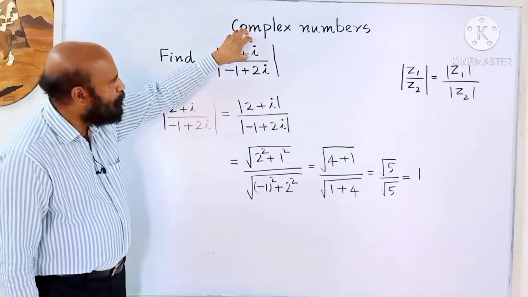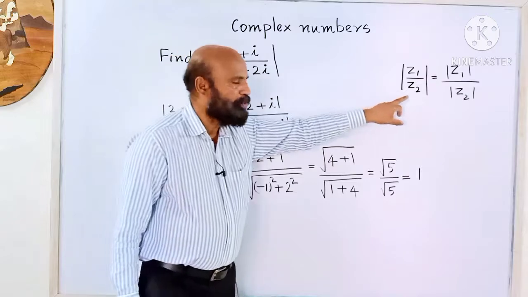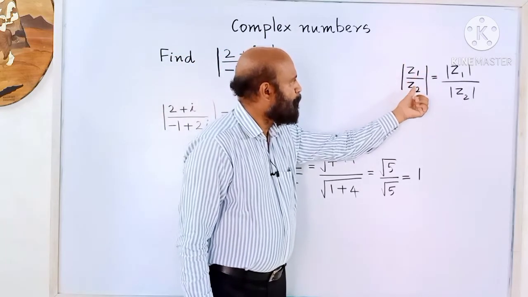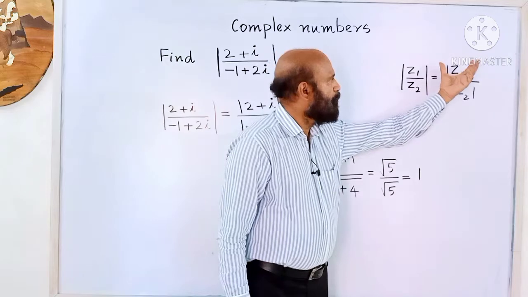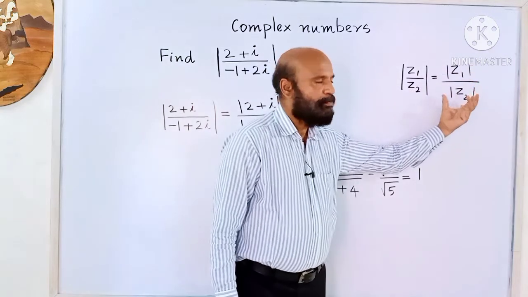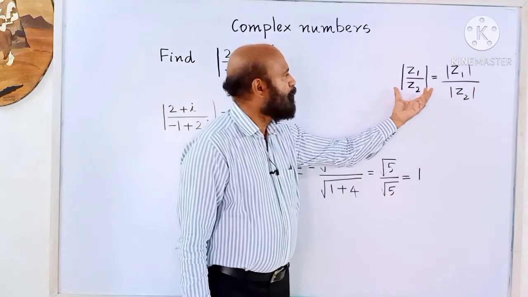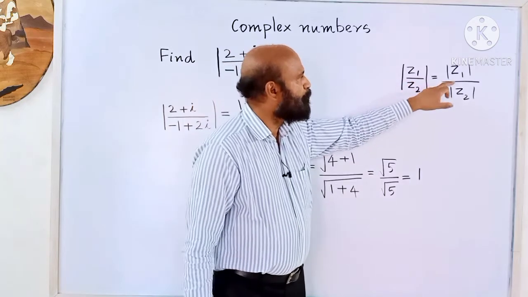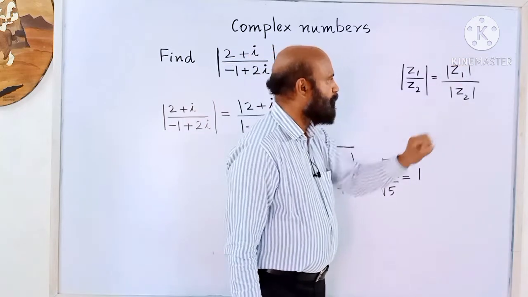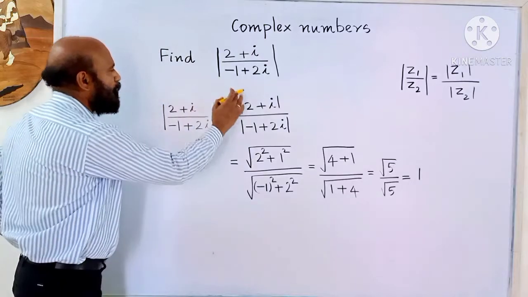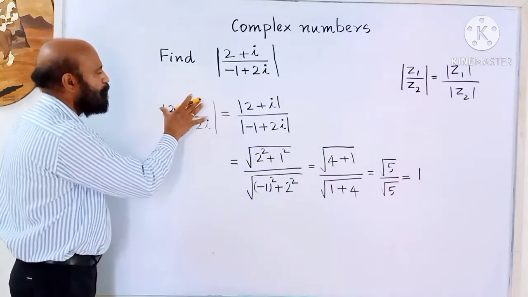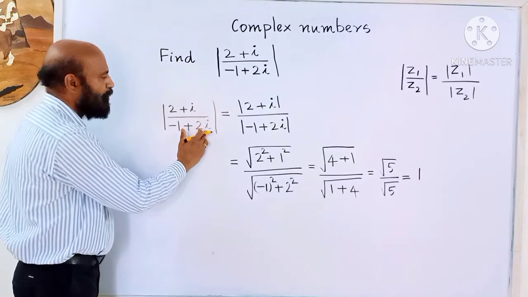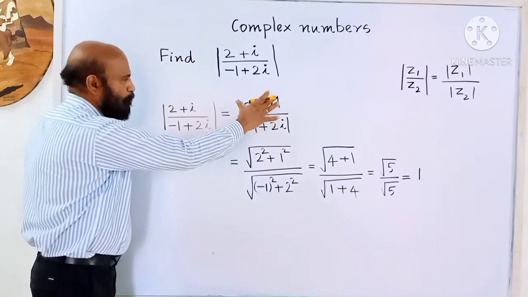Here there is a division of two complex numbers, so we can use this property. Modulus of z1 by z2 is equal to modulus of z1 divided by modulus of z2. Here modulus of the quotient is equal to quotient of the moduli. So we can apply that property here. Modulus of (2 + i) divided by (-1 + 2i) can be written like this.